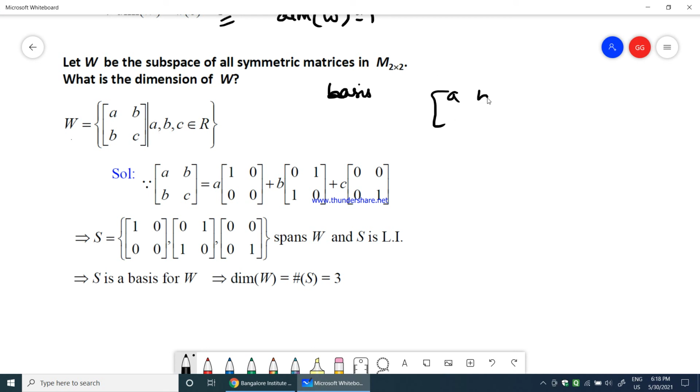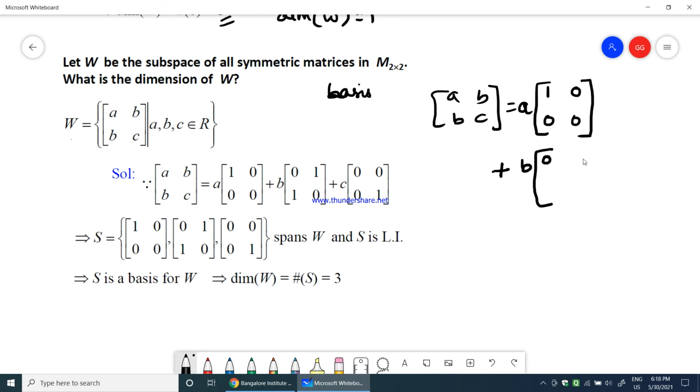A, B, B, C. Now this can be split up into three different matrices in terms of A, B and C. In terms of A, A is here, so I'll take this as 1. All the others don't have A, so I'll take them as 0. Plus, this is the addition of three matrices. I'll take B. Now B's position here, it is 0. B is there here, so 1. B is there here, so 1. B is not there here, so 0. Plus C into, I don't have C here, I don't have C here, I don't have C here, I have C here, so 1.